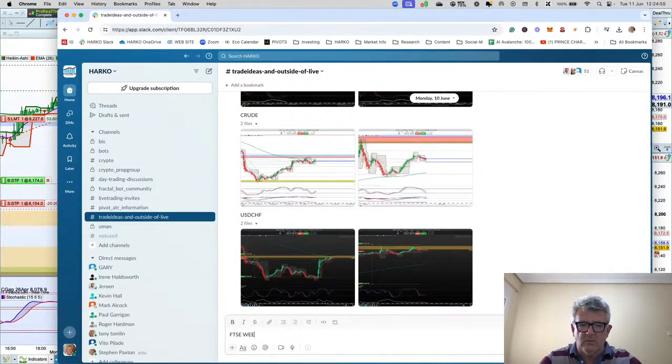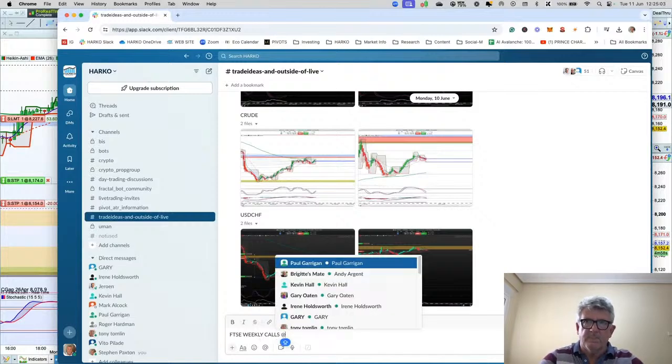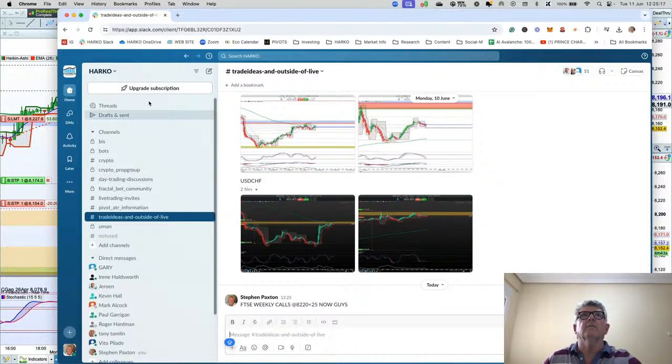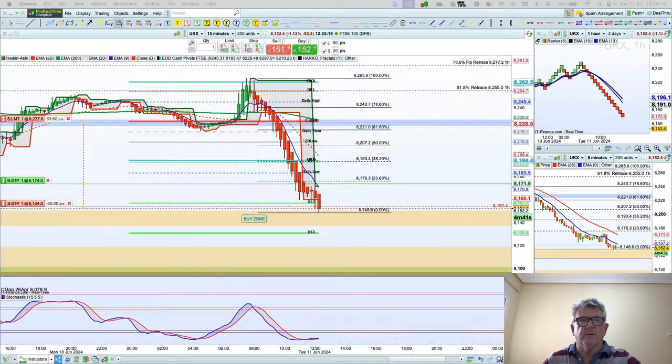FTSE weekly calls at 8,220, under 25 now, guys. So that'll alert everyone else. Right, okay, done that. You don't want people to miss out on the opportunity, that's all.